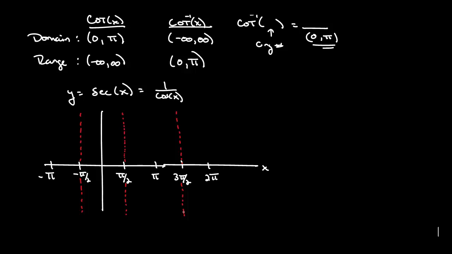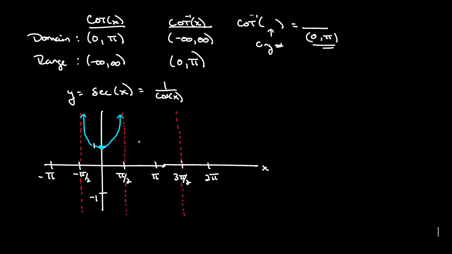Now, we also know some information about the height values. We know that cosine at 0 is 1, which means secant is 1 over 1, which is 1. Now here's the thing. From 0 to pi over 2, the cosine values get smaller and smaller. So we're taking 1 and dividing it by a proper fraction, which means all these numbers are going to be greater than 1, and they're going to increase. So it's going to look just like this. Same thing with the other side.